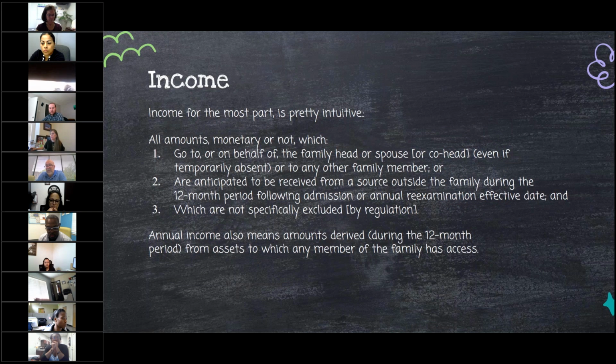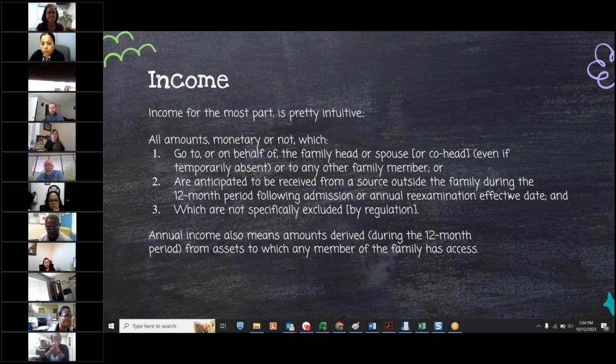This is the definition of income from the 4350. It's all amounts, monetary or not, which go to or on behalf of the family head or spouse or co-head, even if temporarily absent, or to any other family member, or any anticipated to be received from a source outside the family during the 12-month period following admission or annual reexamination effective date, and which are not specifically excluded by regulation. That number 3 can be a pretty big list: things that are not explicitly excluded by regulation.